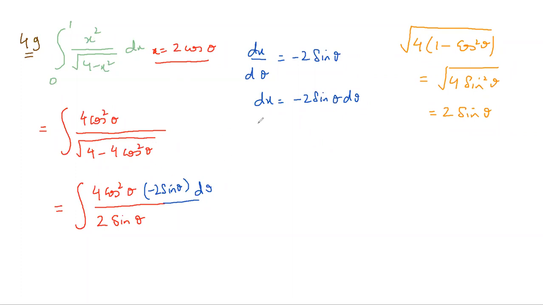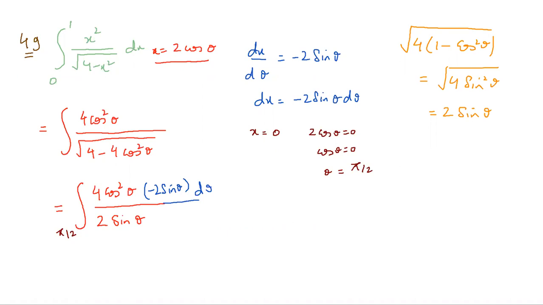Now it's the limits' turn. When we have x equal to 0, then your 2 cos theta is equal to 0. So cos theta is equal to 0. Theta is going to be cos inverse of 0, and that is going to be pi by 2. We shall write the first positive value here, pi by 2. So the lower limit over here is pi by 2.